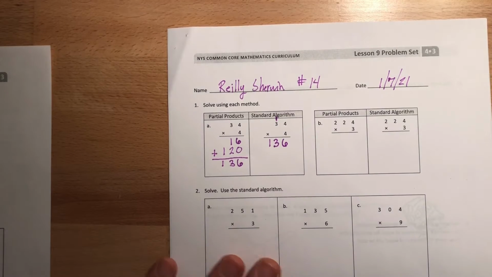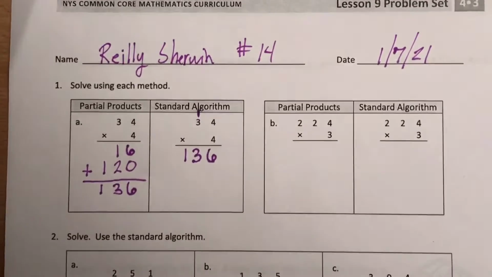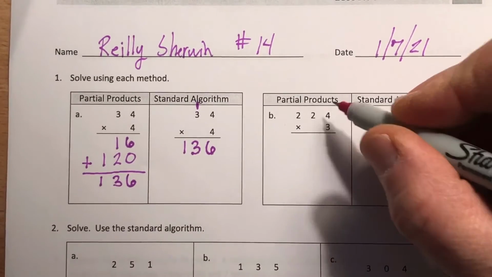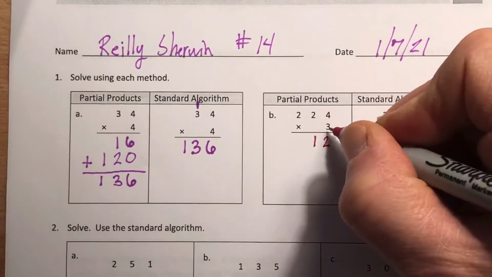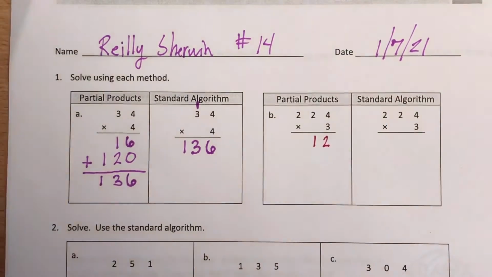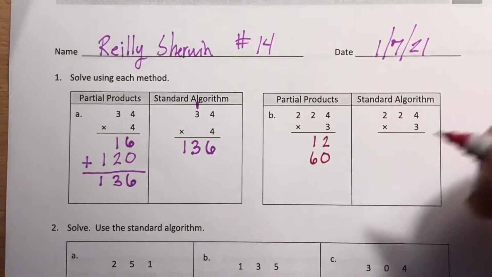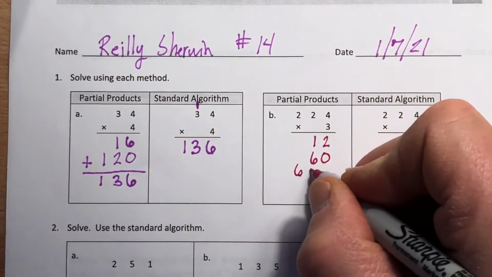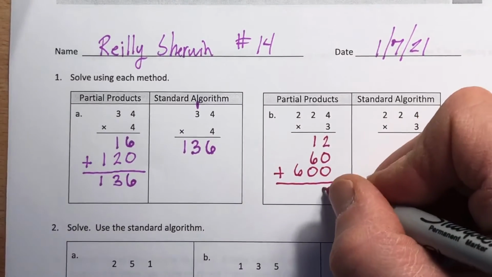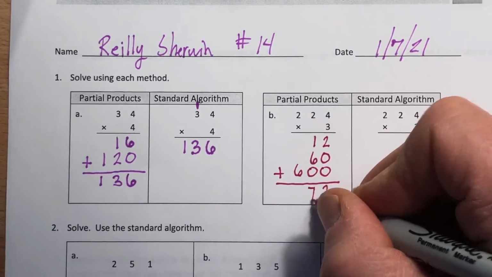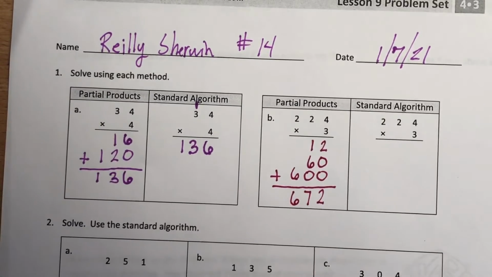All right, on to the next one. Partial products first, okay? And this is the last time I'm doing partial products today, okay? So 4 times 3 ones, okay? That would be 12. So I just write down 12. And then 3 times 20. 3 times 20 is 60, right? And then 3 times 200. Well, that's 600. Okay? Then I would just add all those up. 2, then 1 plus 6 plus 0, and 672. Okay? Now here comes the standard algorithm.